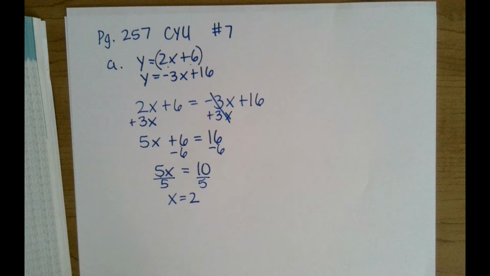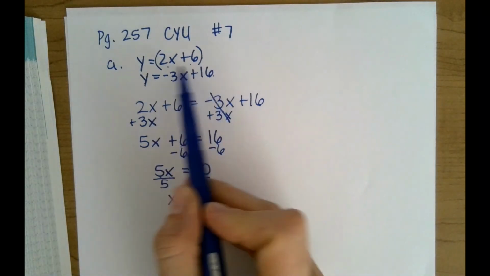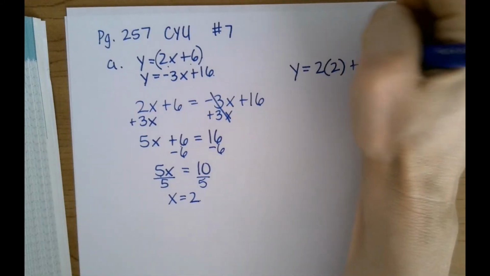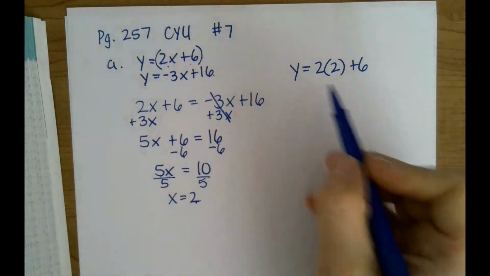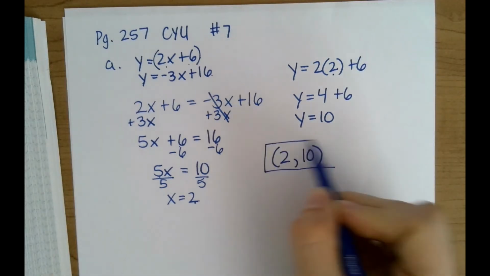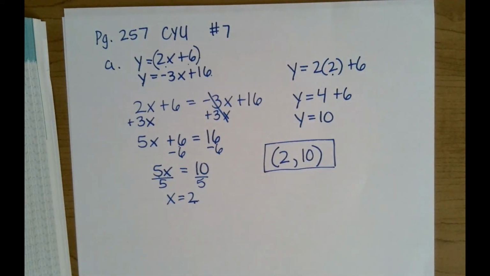Now solve for y. So I go back up to my original equations and I have to substitute x equals 2. Whichever one you want to. I think the first one looks easier to solve, so I'm going to substitute y equals 2 times 2 plus 6. So if x equals 2, then I substitute it in for x. Then I solve. So x equals 2, y equals 10, those are the ordered pair, 2, 10 for our solution. So if we were to graph these, both of them would intersect at 2, 10.